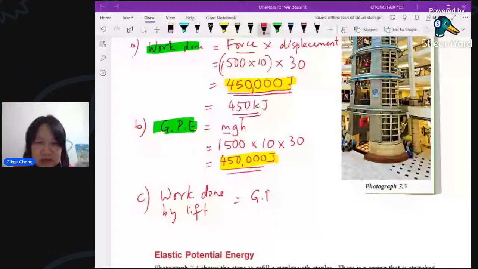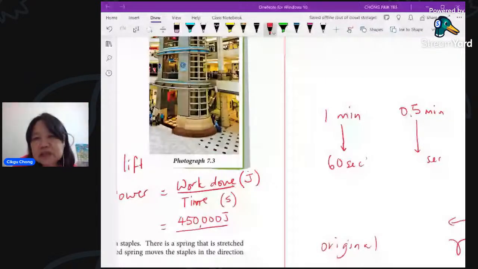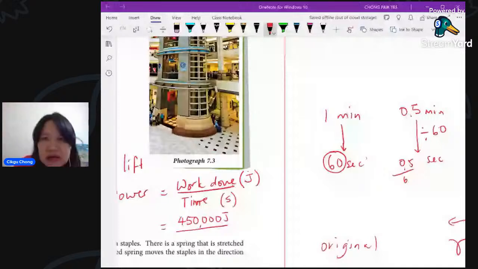Okay, let me check. Don't put 0.5 there because it is minutes. You change it to seconds first. So how to change to seconds? 1 minute is 60 seconds, correct? For those who are not too clear how to change, 1 minute is 60 seconds. So if you have 0.5 minute and you want to change to seconds, you multiply by 60. 0.5 is actually half, and half of 60 is 30. 1 minute is 60 seconds, so half a minute is actually 30 seconds.